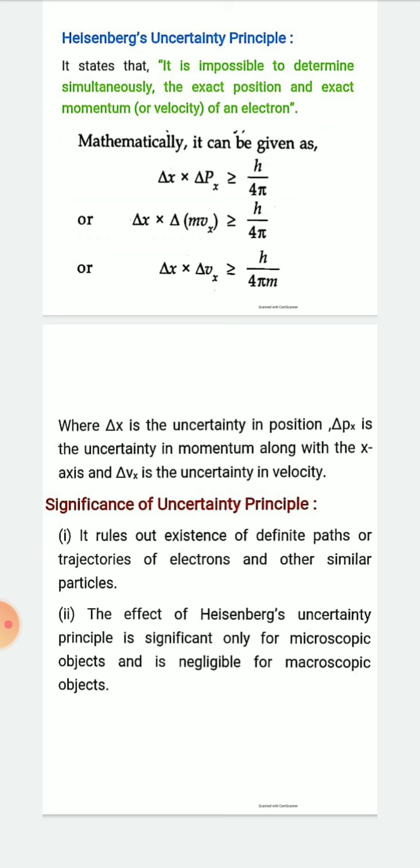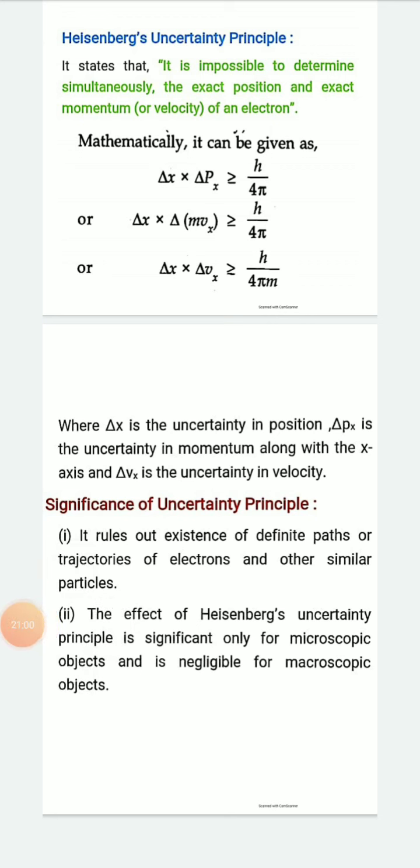The mass of a particle always remains the same. That's why mass is constant. So you can also write this equation by rearranging again: delta x into delta vx is greater than or equal to h by 4 pi m, where delta x is the uncertainty in position, delta px is the uncertainty in momentum along the x axis, and delta vx is the uncertainty in velocity.